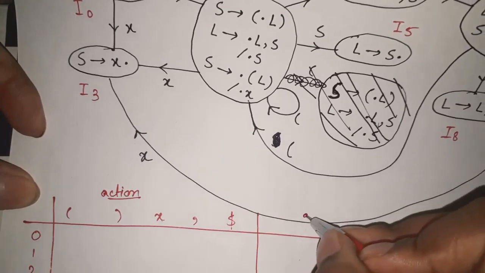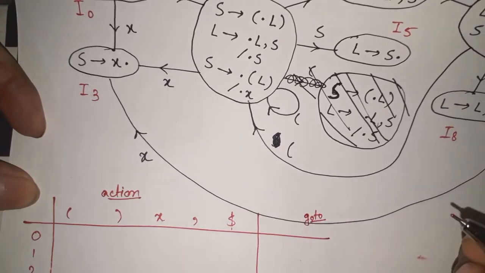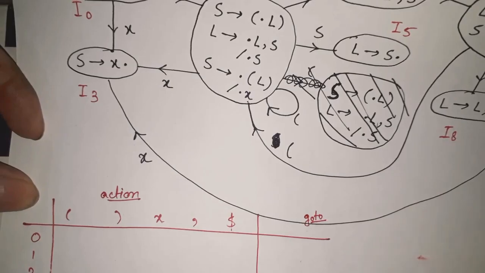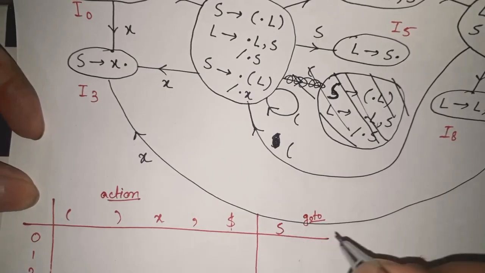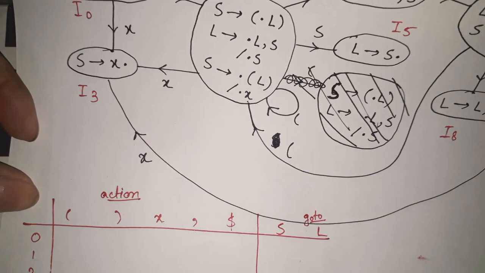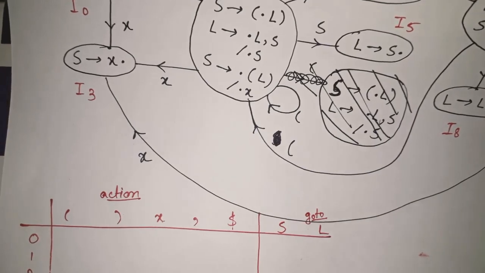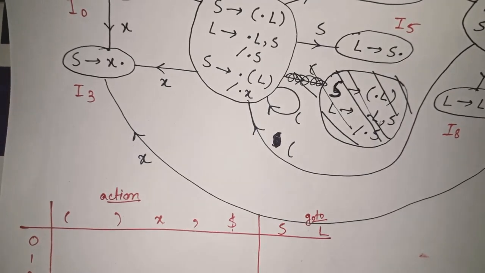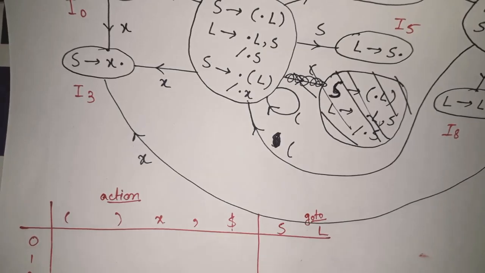Then for the go to part, which are the variables present in our grammar? Capital S and capital L. That's it. So this is how we will make one parsing table. Now first of all, let's do it for SLR1.